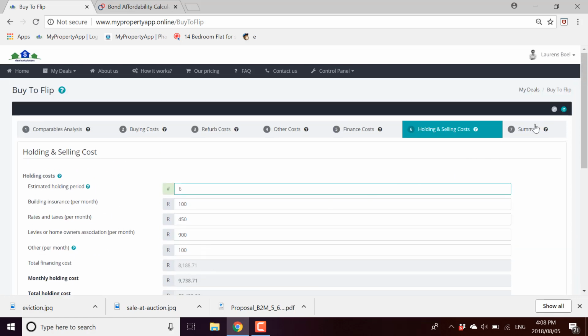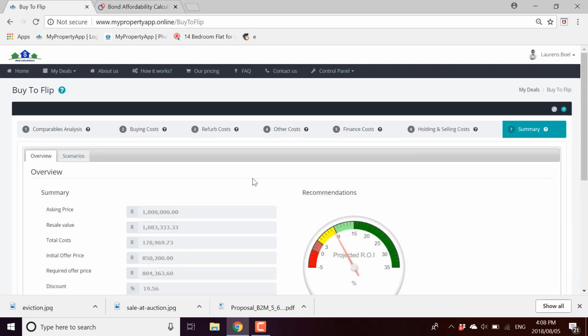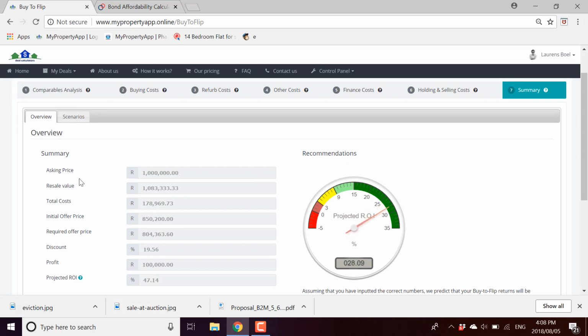Great. Then we can go here to the summary page. Now what this deal will do for you, based on the asking price, the resale value of what we've worked out in step 1, our initial offer would be 850, but that doesn't take into account your bond repayments, because remember, the bond repayments need to be worked out after you've made an offer. So your actual offer price in order to get the right profit would be 804,000.